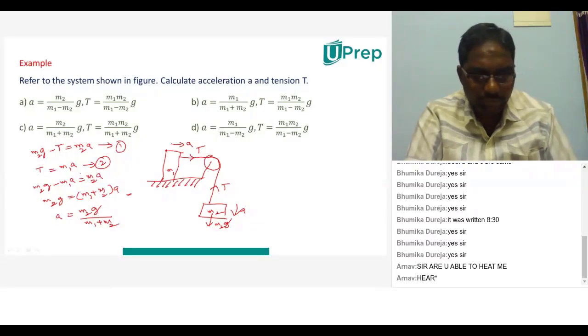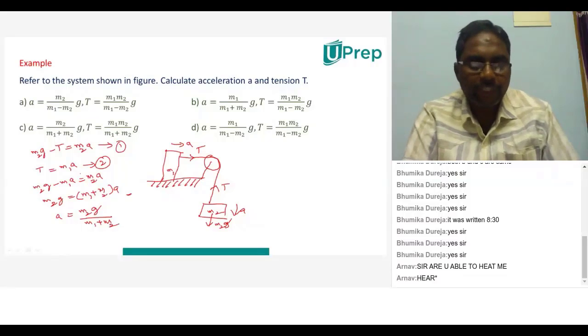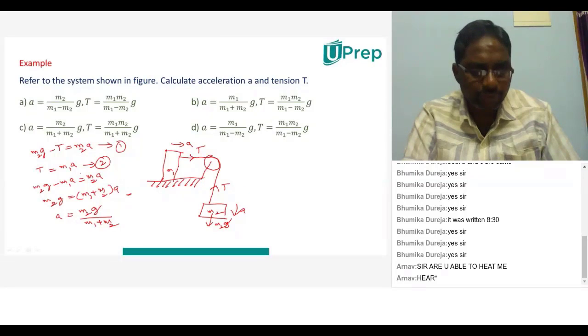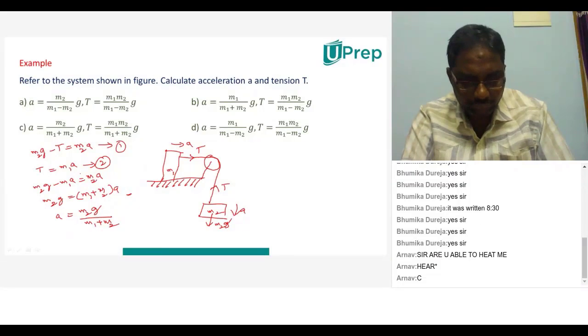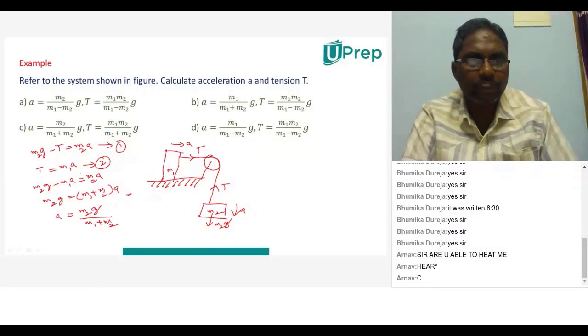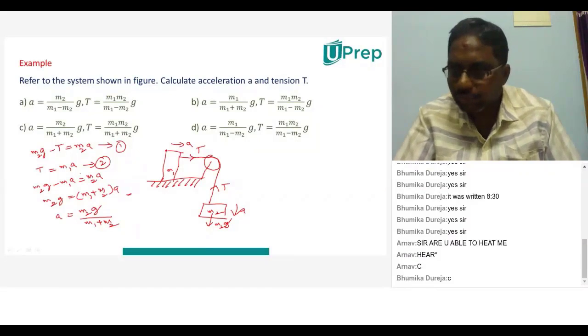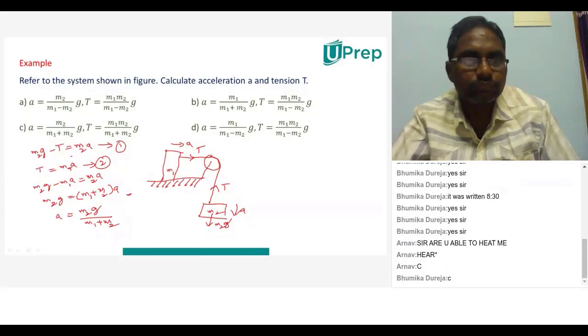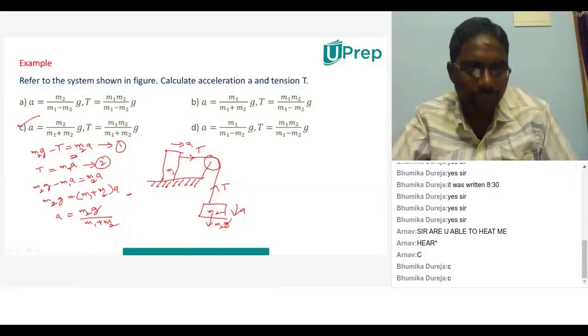Arnav, tell me, what is your problem? Which is the right option here, Bhumika? Now, according to this equation, A is equal to M2G by M1 plus M2. Which is the right option? Bhumika? Arnav? C. C will be M2G by M1 plus M2. Right. Now, the A value you got. So, C will be the right option for this.